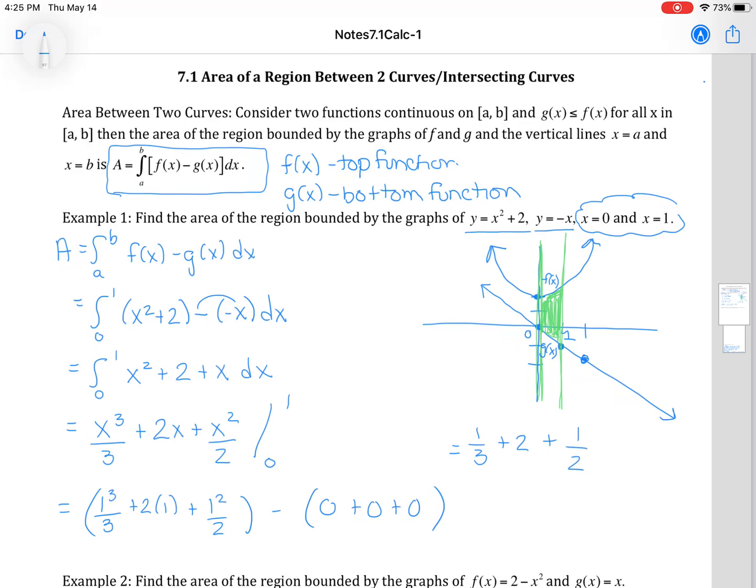Now keep in mind, the last step said they have to be left in simplest fraction form, which means you're going to have to get common denominators. And a common denominator between 3 and 2 is going to be 6, which means we have to convert all of these fractions to have a common denominator of 6. So 1/3 would be 2/6, 2 would be 12/6, 1/2 would be 3/6. 2/6 plus 12/6 plus 3/6 is going to get you 17/6. And then you have your units squared on there.